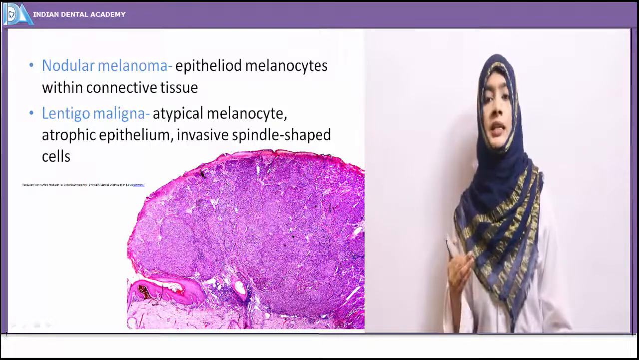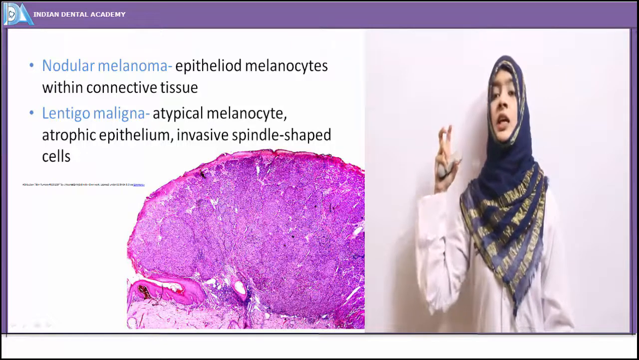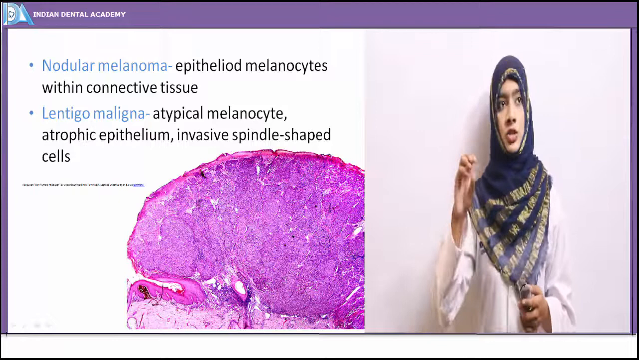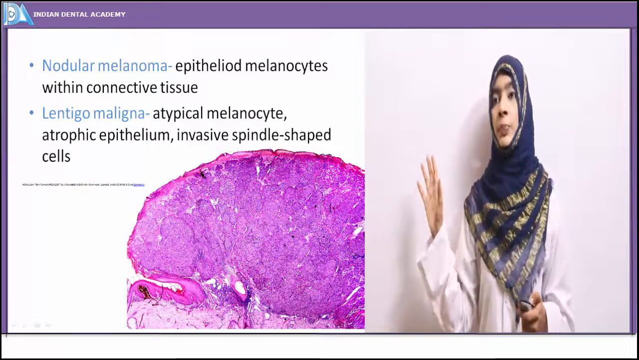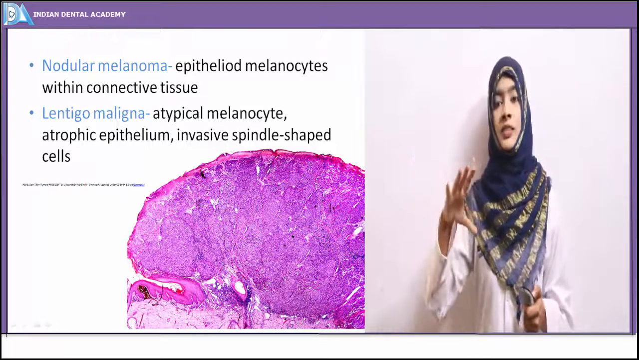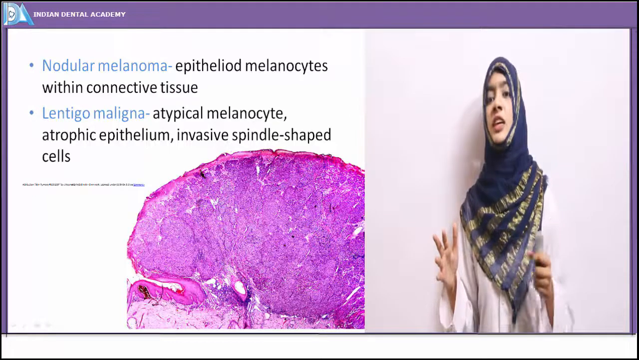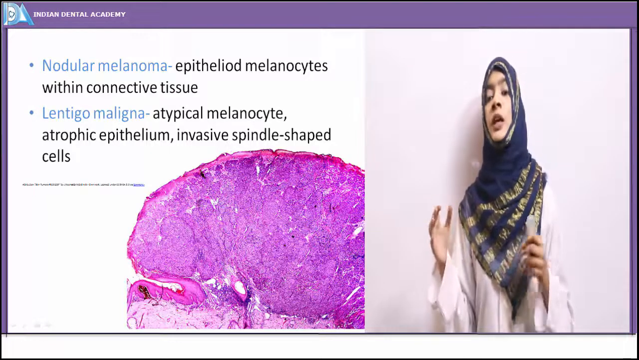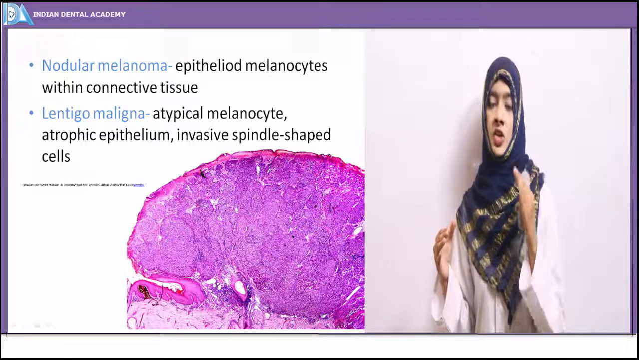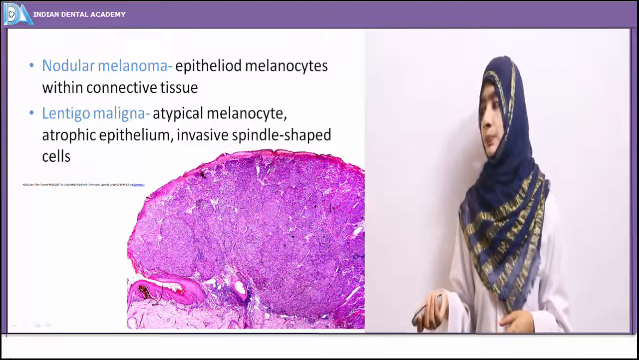In lentigo maligna, it is basically a characteristic macular lesion clinically. The melanocyte is relatively atypical in that it does not show any inclusions. The nucleoli also may be prominent, and along with that, the epithelium shows the characteristic invasive features of the melanocytes. A few spindle-shaped cells may be seen in case of lentigo maligna, that is the freckle.